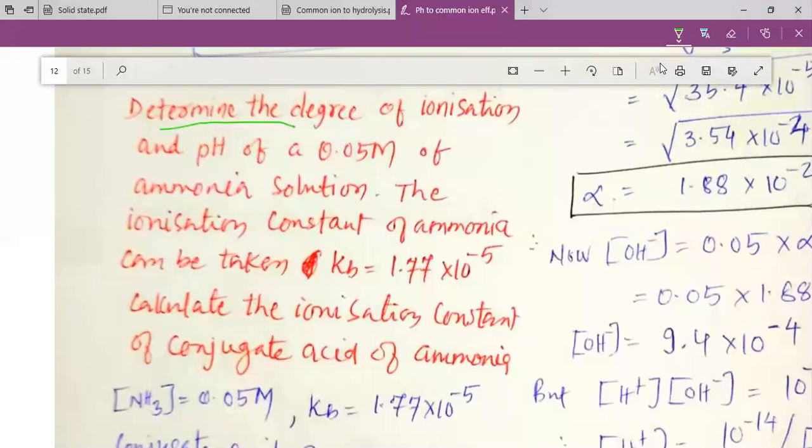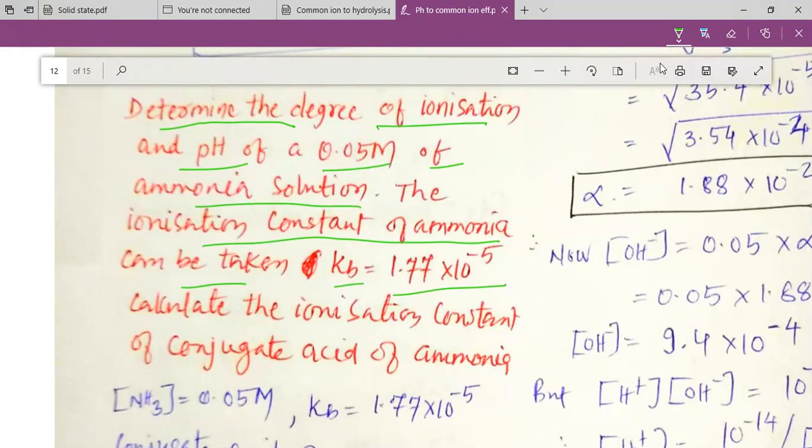Let me read the question for you. Determine the degree of ionization and pH of 0.05 molar ammonia solution. The ionization constant of ammonia can be taken as Kb is equal to 1.77 into 10 to the power minus 5. Calculate the ionization constant of the conjugate acid of ammonia.